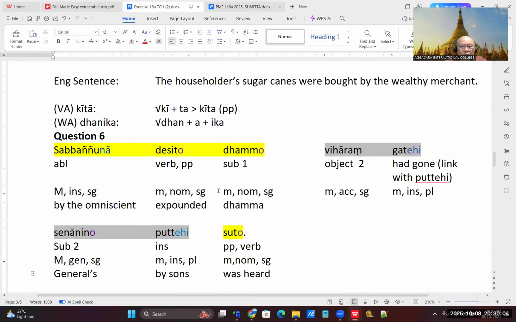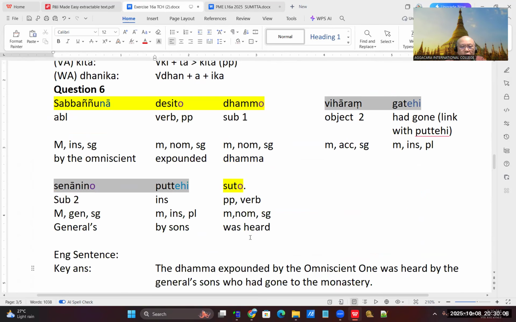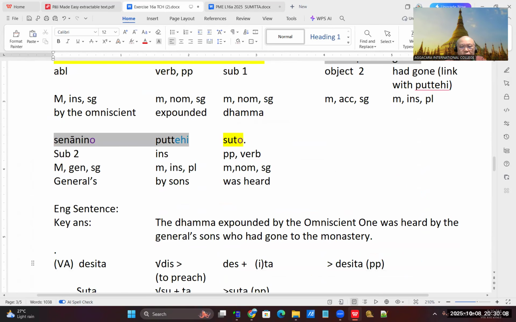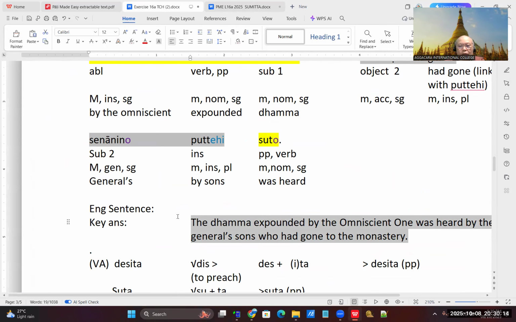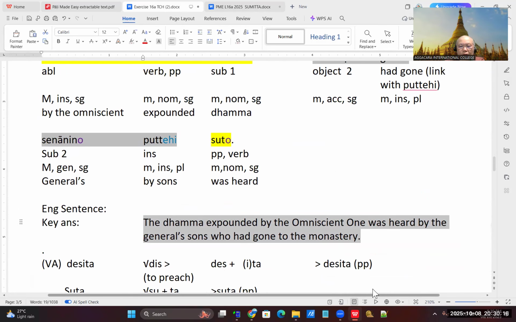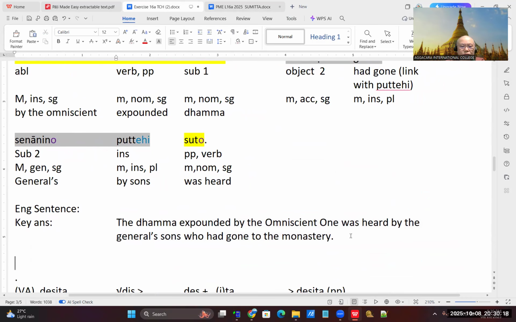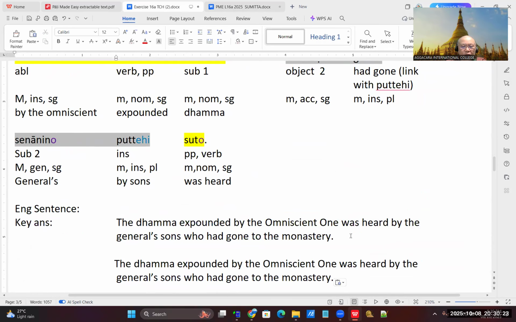Yeah, so this together, kutsuto. The general expounded was heard by the general who went. Okay. So when you get an answer like this, what you do if you want to understand well, you can just write in this way, okay? I mean, if you want to do it in this way, you can write in this way.